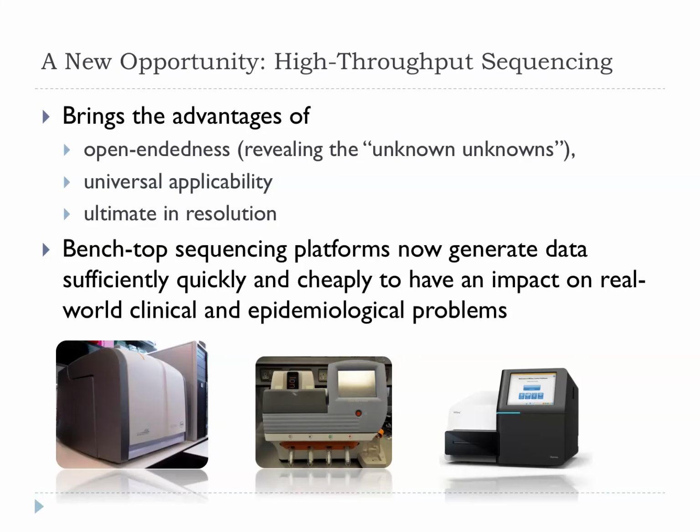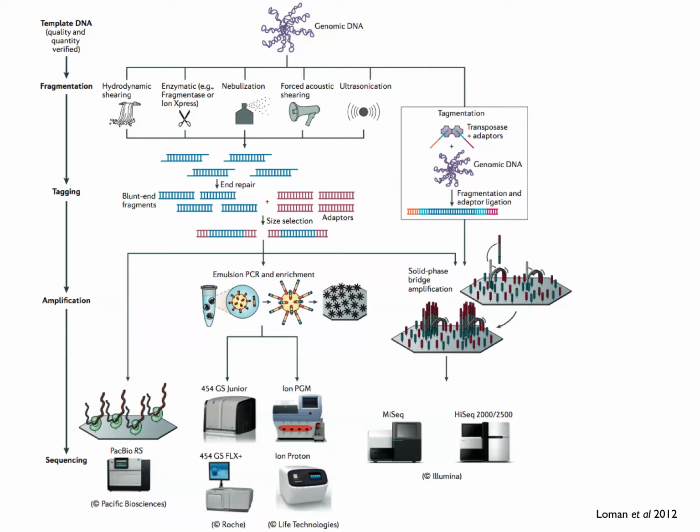It brings open-endedness. So instead of devising a battery of PCRs to known targets, when you sequence the whole genome or metagenome, you're finding unknown unknowns, things you didn't even expect to be in there. Universal applicability, in that all organisms have nucleic acid. Of course, prions are one infectious agent that don't, but apart from that, this will cope with anything. And it brings the ultimate in resolution, so single base pair changes can be detected.